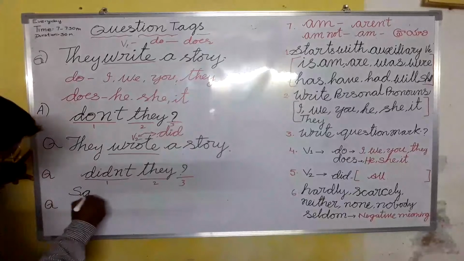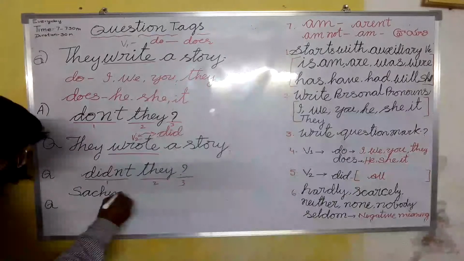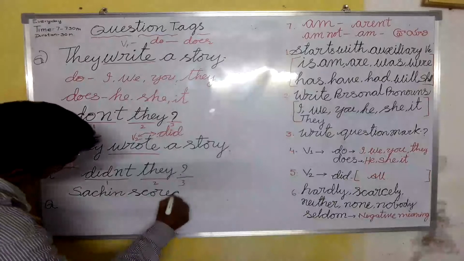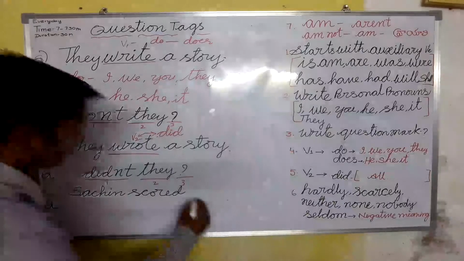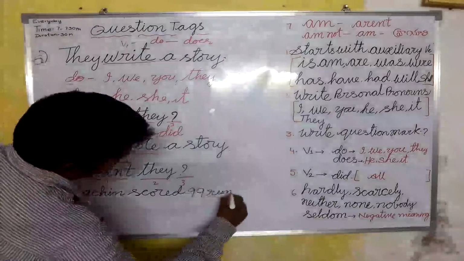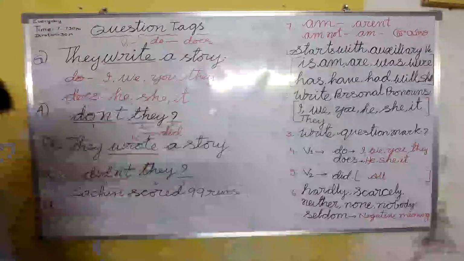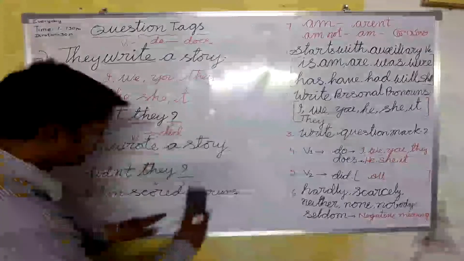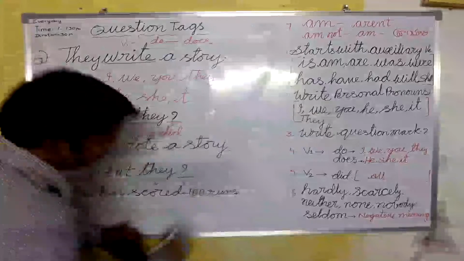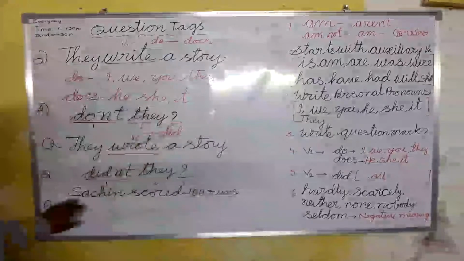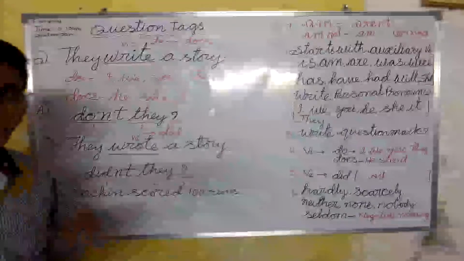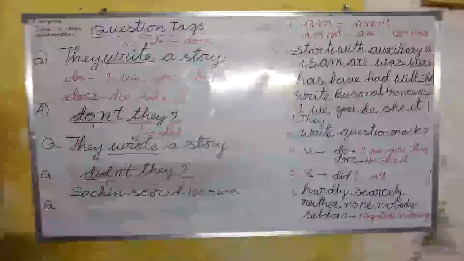Sachin scored 99 runs. Okay, it's 99, it's not 100, so you will feel bad again. 100 runs. Sachin scored 100 runs. What is the question tag for this sentence?